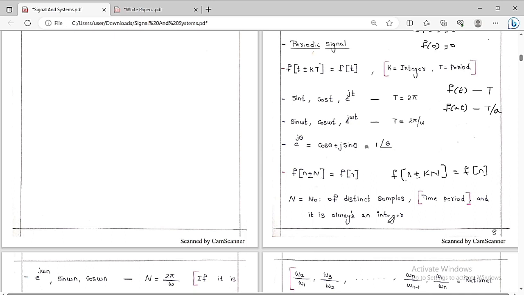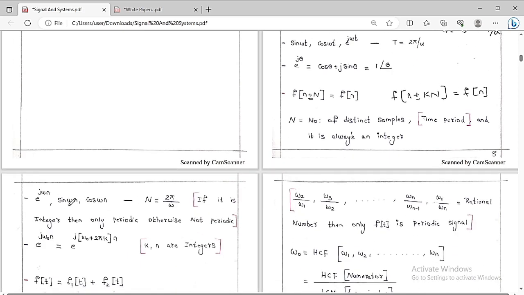So N is nothing but the number of distinct samples, or we can also say the time period. Basically it is always an integer. So finally I can say N is the number of distinct samples, it is also called the time period, and it is always an integer.